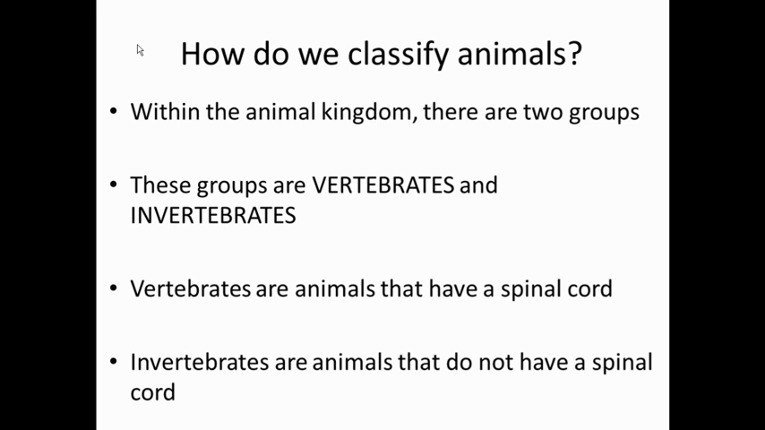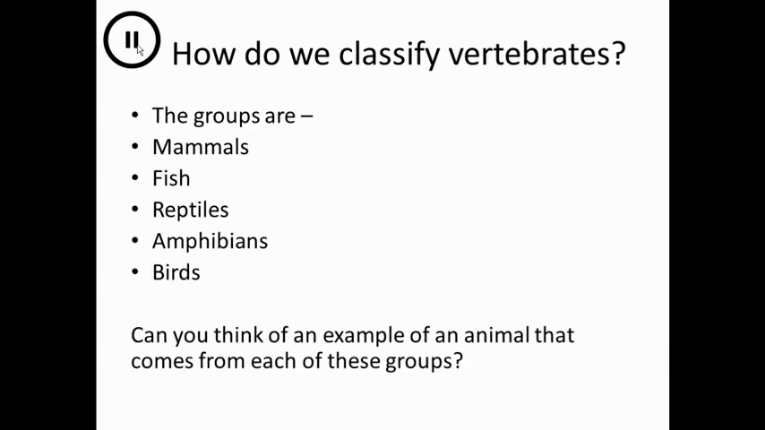So the two main groups, vertebrates and invertebrates. Vertebrates are animals that have a spinal cord. So obviously humans come into that classification. Most household pets will come into the vertebrates classification. Then animals that don't have a spinal cord, they're invertebrates. So if they do have a spinal cord, they're called vertebrates. If they don't have a spinal cord, they're invertebrates.